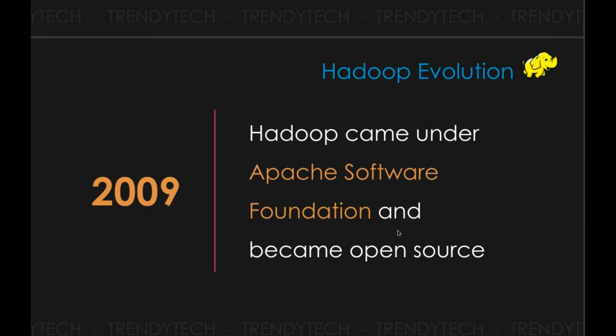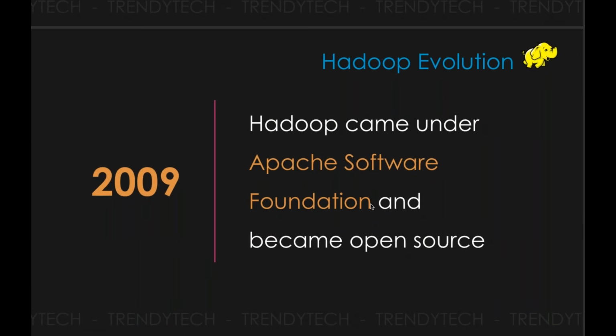Now, in the year 2009, Hadoop came under the Apache Software Foundation and became open source. That means from 2009, anyone can see the source code and anyone can contribute to it. There is a difference between free and open source. Free means you can use it freely. Open source means you can even contribute to it. The source code is available publicly. For example, tomorrow, if you see some bug in Hadoop, you can report it, you can solve the problem, and you can even code for it.